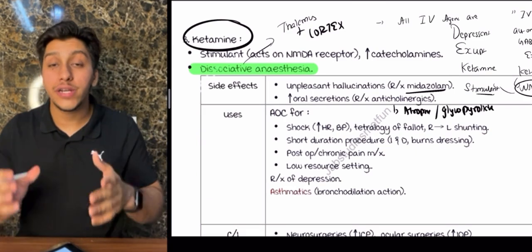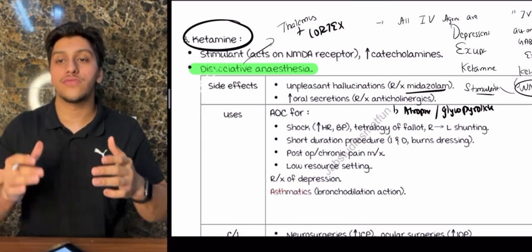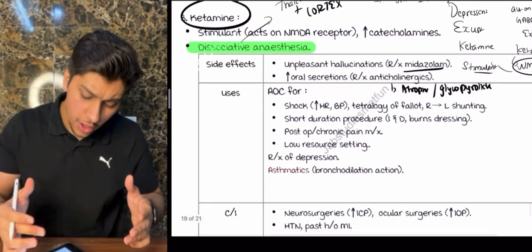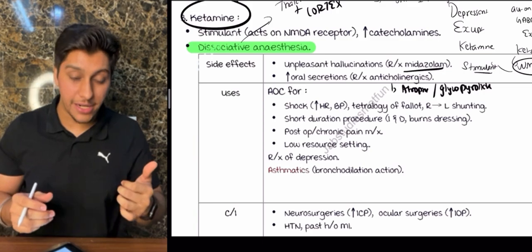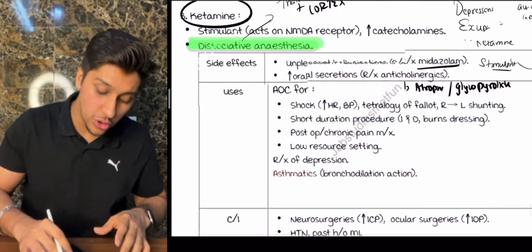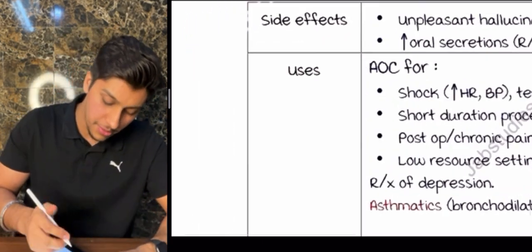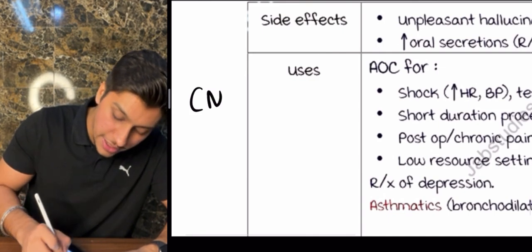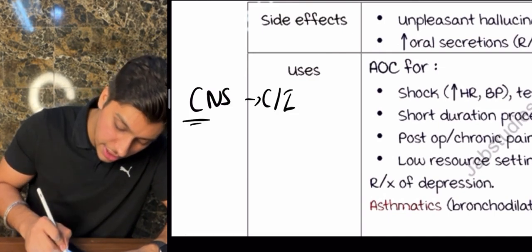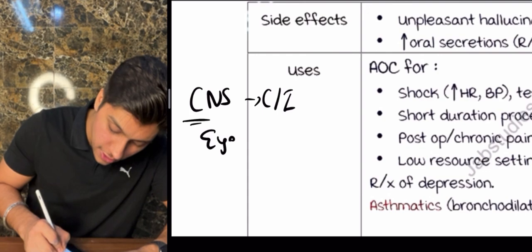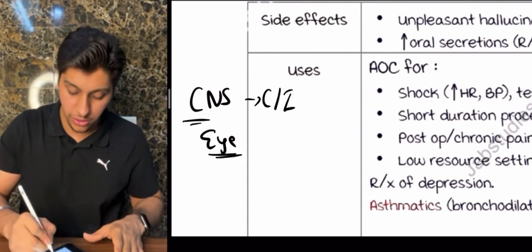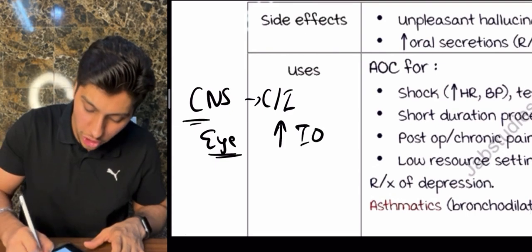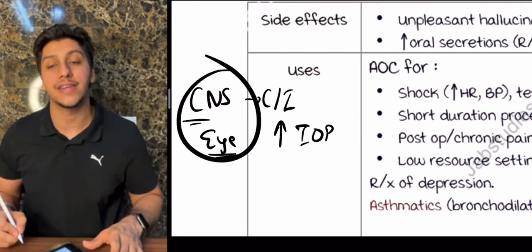If they ask you what the uses are, let's talk about the uses in order, and you'll remember. First will be your heart. In case of any shock, ketamine is a stimulant, so it is going to increase the heart rate. In case of CNS, it is contraindicated in CNS surgeries and in eye surgeries. Why? Because it causes an increase in intracranial pressure and intraocular pressure. So thereby it is contraindicated in CNS and eyes.